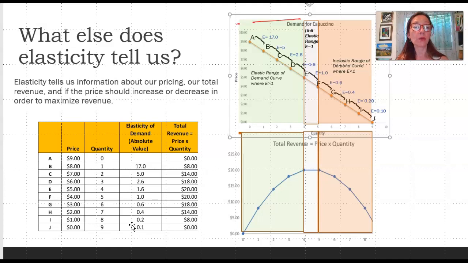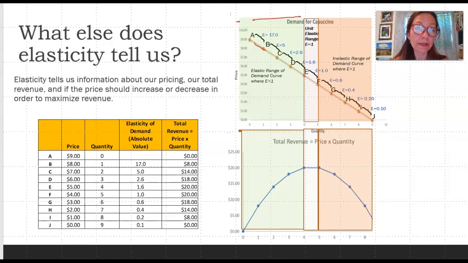Okay, we also have information here. All the numbers are greater than 1. Okay, so that means that as we start to lower our price, we know that our total revenues are going to increase. Okay, and we see that over here on our table. So you want to be able to see this both graphically and on the table.